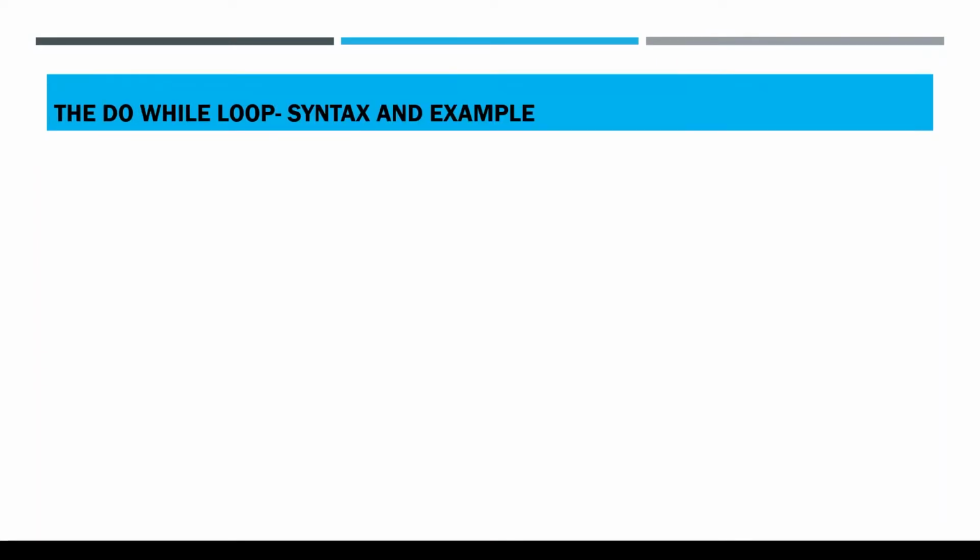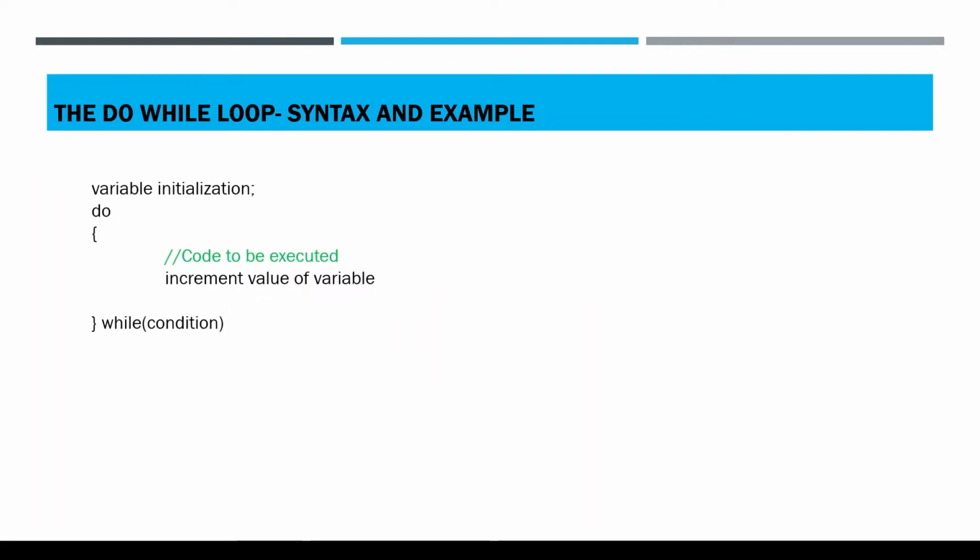Let's understand the syntax of the do while loop. The variable is initialized first before the loop. Then we write the do keyword, and inside the curly braces we write the code that is to be executed. Then increment the value of a variable by any number that you want, and at the end of the loop we write the while with the condition. So unlike the while loop where we write the condition at the start of the loop, here in the do while loop the condition is written at the end of the loop.